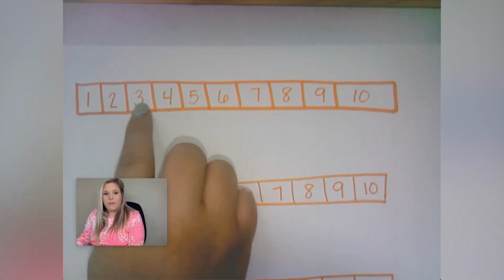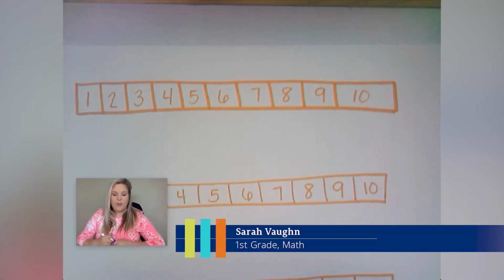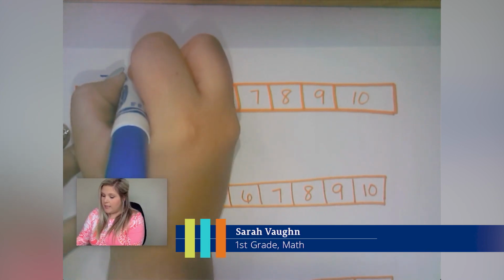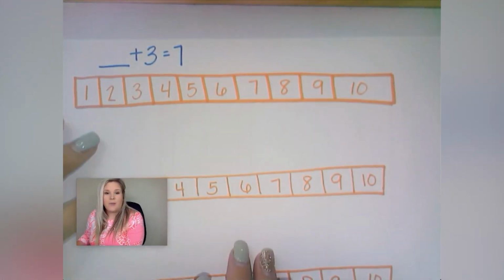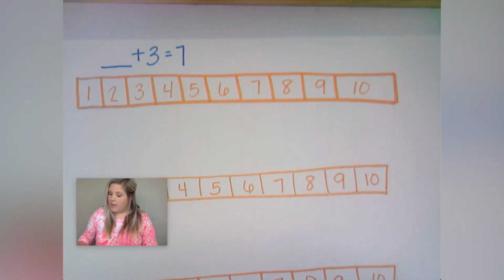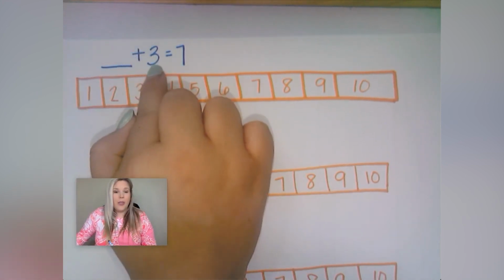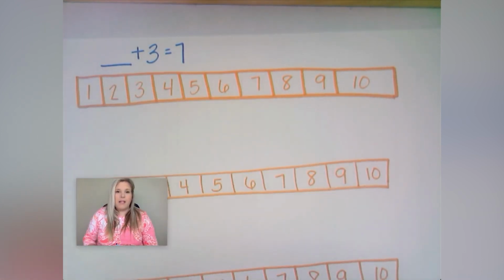Above your first number path, I want you to take your pencil and write this equation: some number plus 3 equals 7. I'm going to give you a moment to do that on your paper. Some number, which we use a blank to show, plus 3 equals 7. How do we find this missing number using our number path?